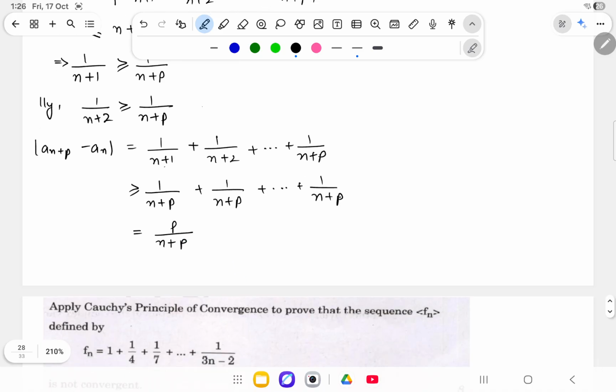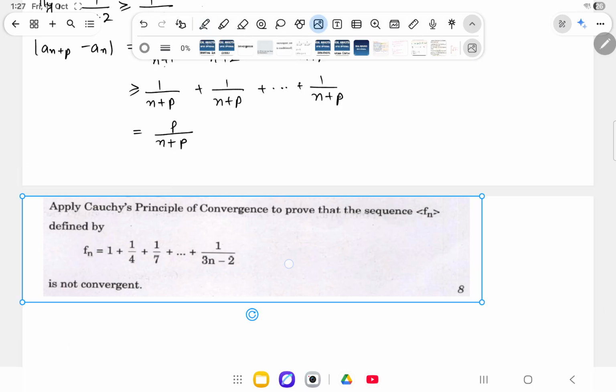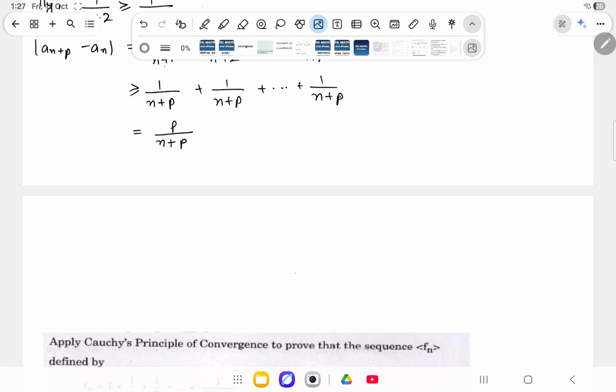Now if I take a particular case, because in order to prove it divergent I just need one case to discard, that it's not convergent. So if I prove that there exists at least one p for which this turns out to be greater than our chosen epsilon, then I can conclude that it's not convergent. So in particular, let me choose that my p is equal to, let's say, n. You can take any other value as well, anything that you wish, that discards it.